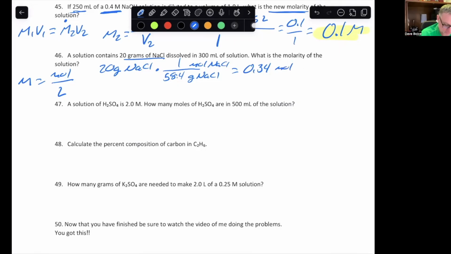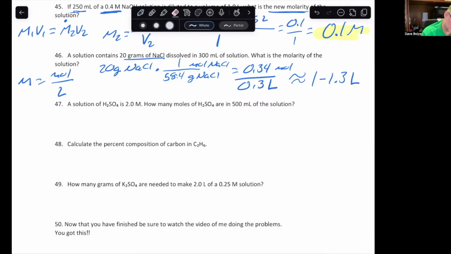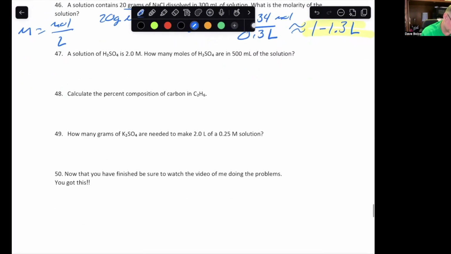equals 0.34 moles. And then 300 milliliters is equal to 0.3 liters. So that means your answer is going to be about 1 to 1.3. I keep wanting to write milliliters, liters. So if your answer is between 1 and 1.3, congratulations, you are doing fantastic. And we are almost done.